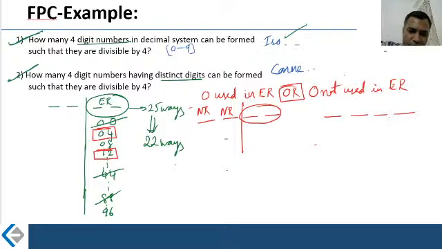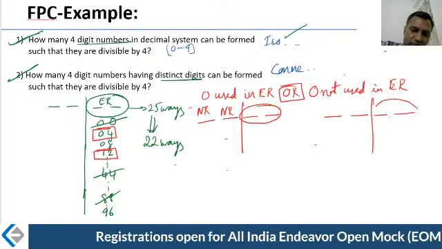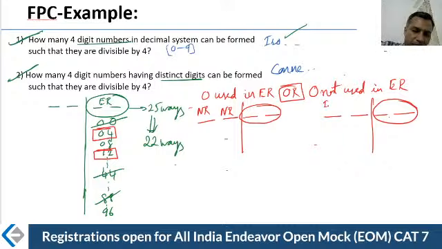Now what is the second point that you are trying to say? 0 not used in the explicitly restricted area. Then this becomes implicit restriction and this becomes no restriction. This is explicit restriction.